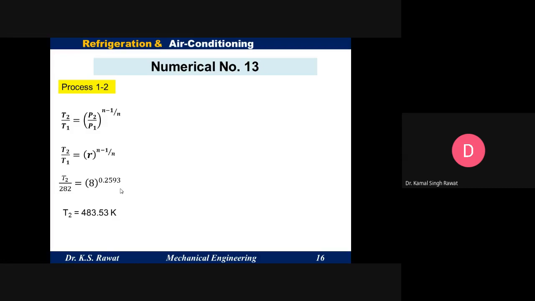483. Correct? Is everyone getting this? Yes, sir. Okay, so we have calculated the value of T2.